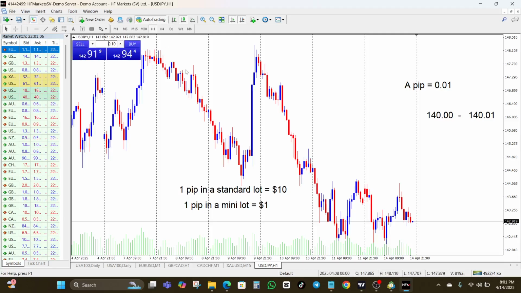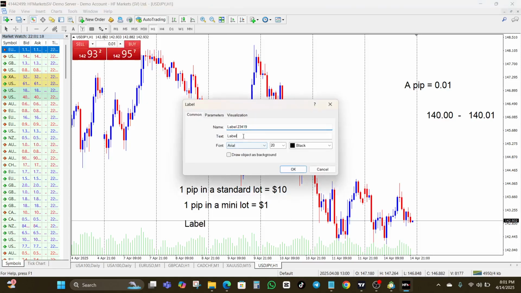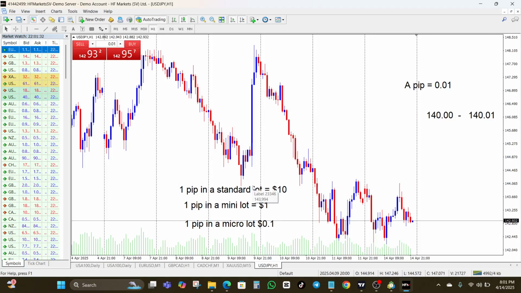Then we have the micro lot. A micro lot is 0.01, and it is equal to 1,000 units. So 1 pip in a micro lot is worth $0.10. This is in most currency pairs.